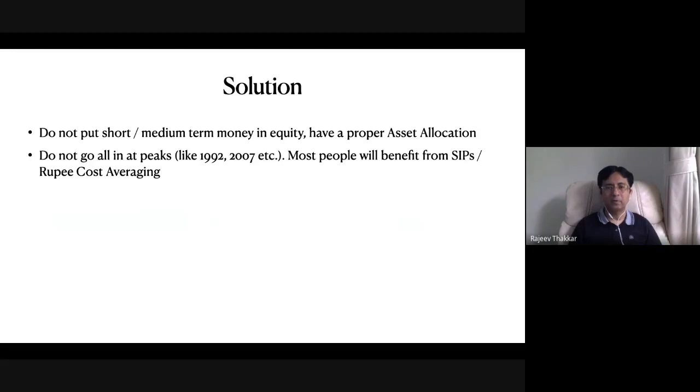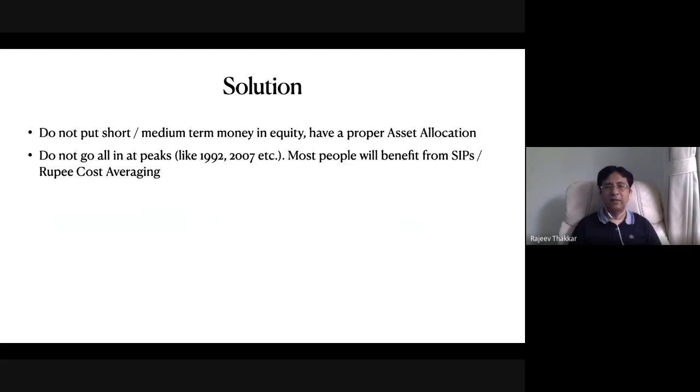So for most people, where income comes in on a monthly basis, either by way of salary or by way of professional income or business income, most people will benefit from regular investing in equity.